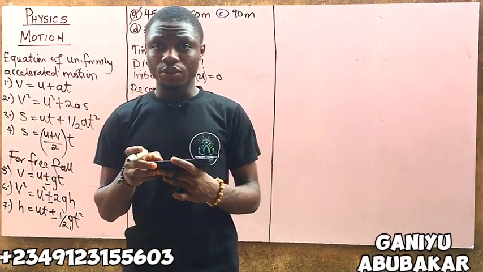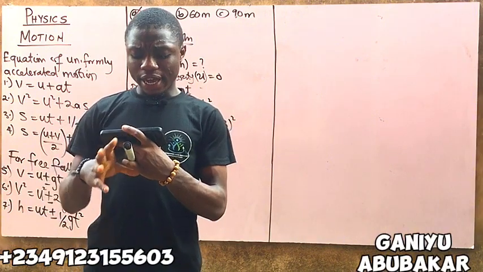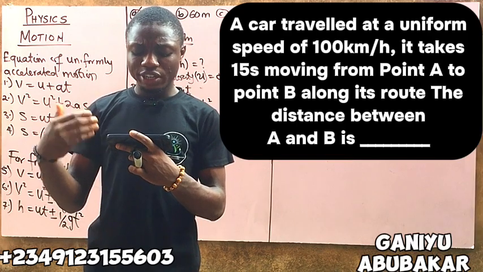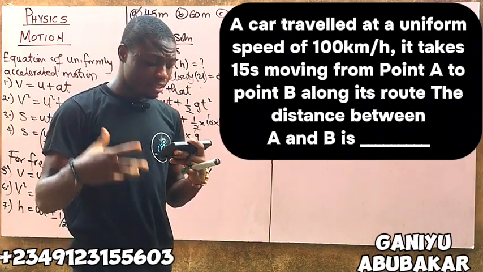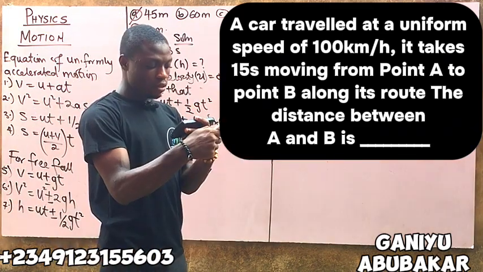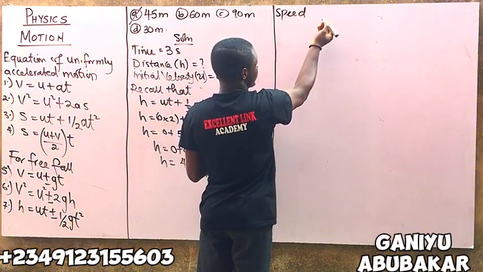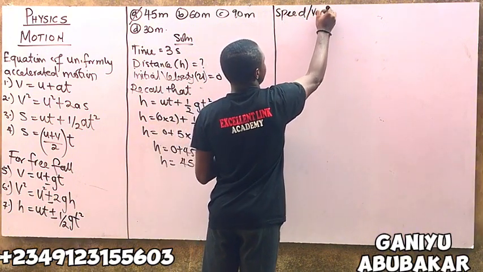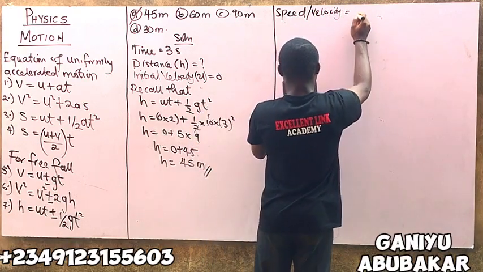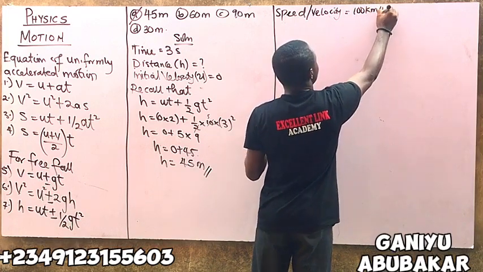Let's take example 2 and understand the concept there. Example 2 says, a car travels at a uniform speed of 100 kilometers. So I'm giving speed there, also known as velocity, or perhaps you call it velocity. So I'm giving speed as 100 kilometers per hour.